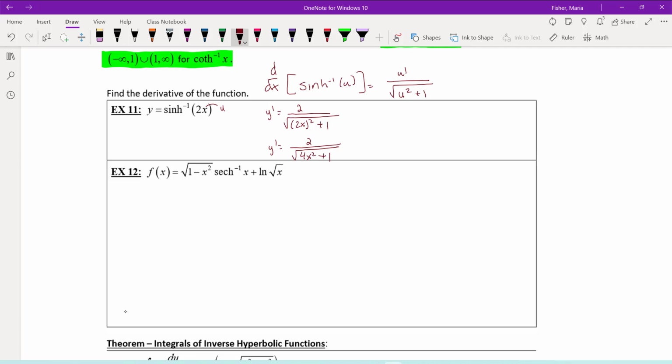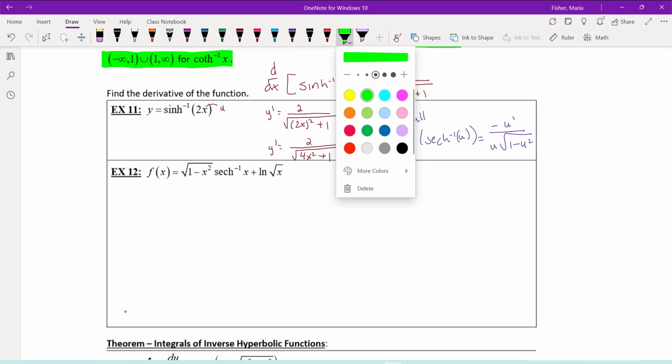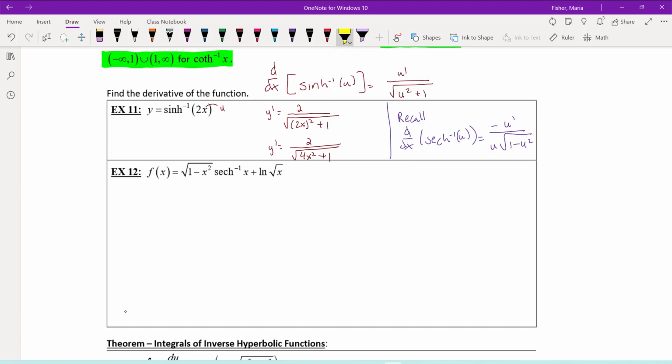Now let's do number 12. Number 12 is f of x equals the square root of 1 minus x squared times the inverse hyperbolic secant of x plus the natural log of the square root of x. Well, the first thing I want to do is recall what the derivative of the inverse hyperbolic secant is. And the derivative of the inverse hyperbolic secant, which is on the page before, is equal to negative u prime over u times the square root of 1 minus u squared. I also want to rewrite number 12 because I know that calculus and radicals don't get along, and anytime I see a radical, I should rewrite it with its rational exponent.